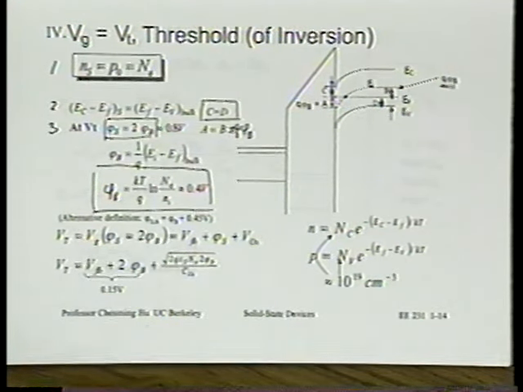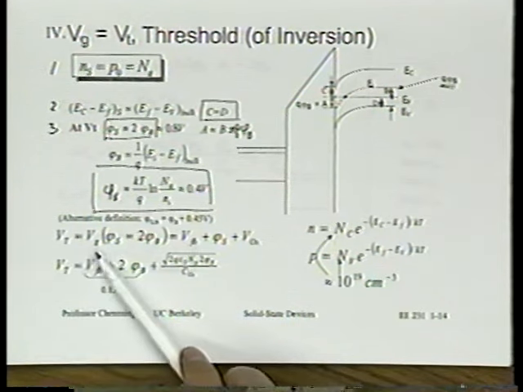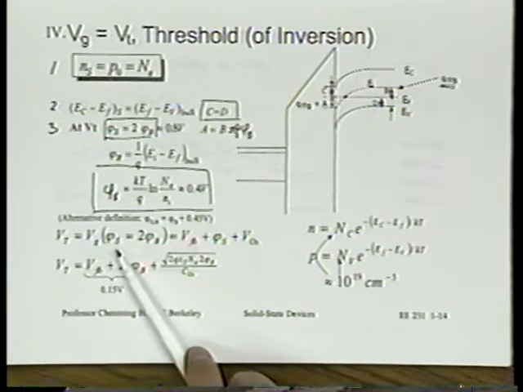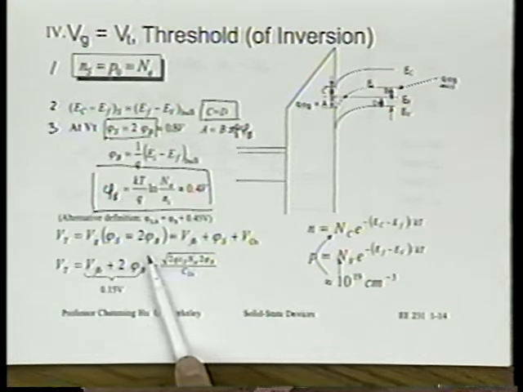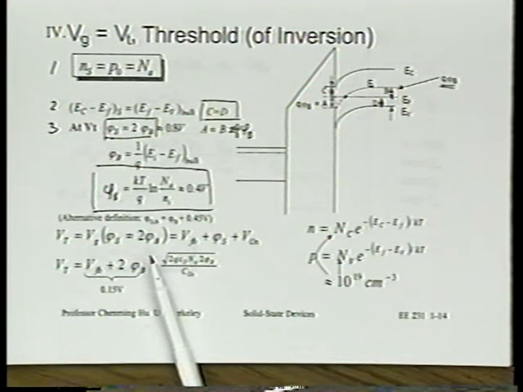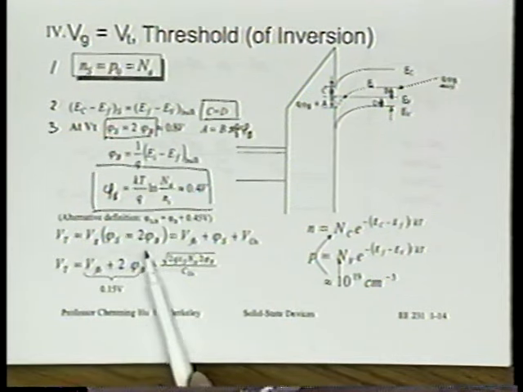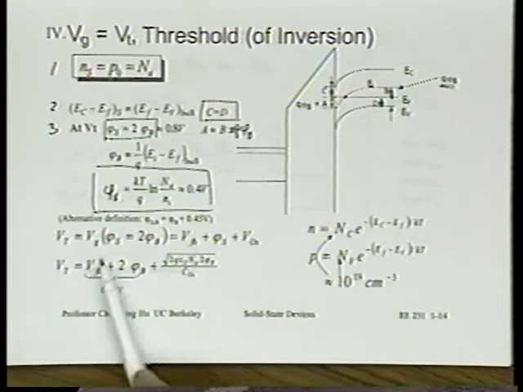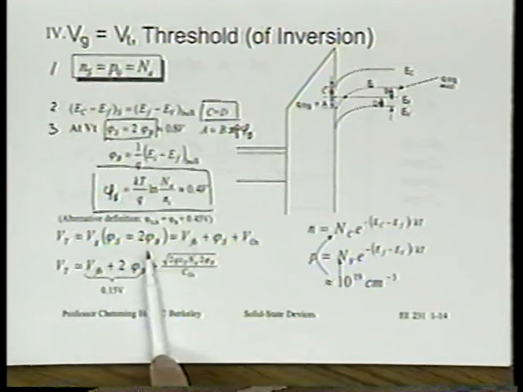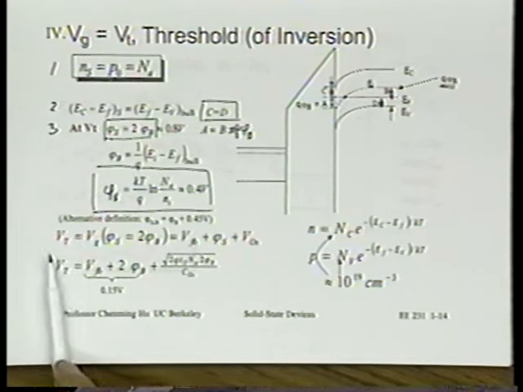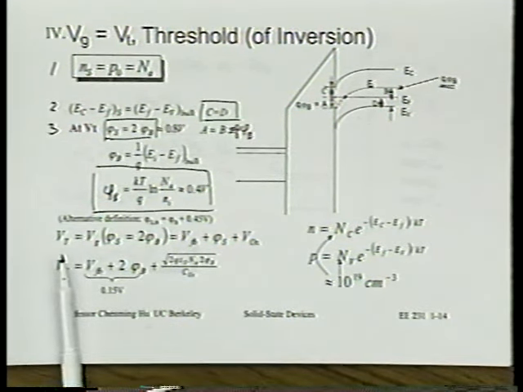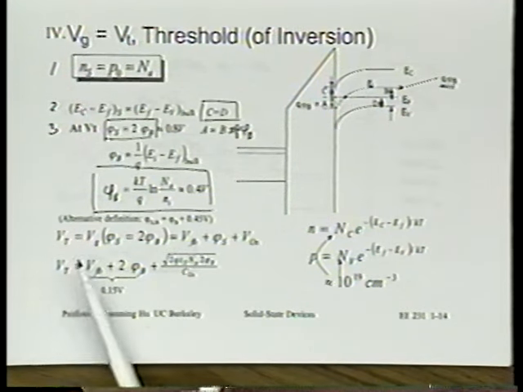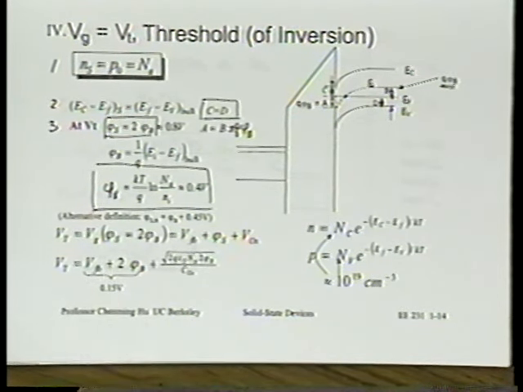After all, what is VT? VT is the gate voltage which will make phi S equal to 2 phi B, is that right? Because we already said the definition of threshold is when phi S equals 2 phi B. So the question is, what VG is needed to bring phi S to 2 phi B? That VG is called threshold voltage, is that right? Now, what is that voltage then? What is that gate voltage that will bring phi S equal to 2 phi B?